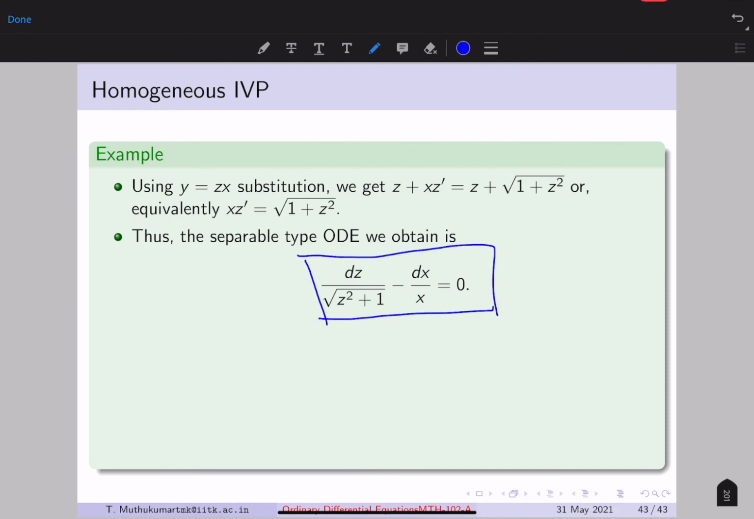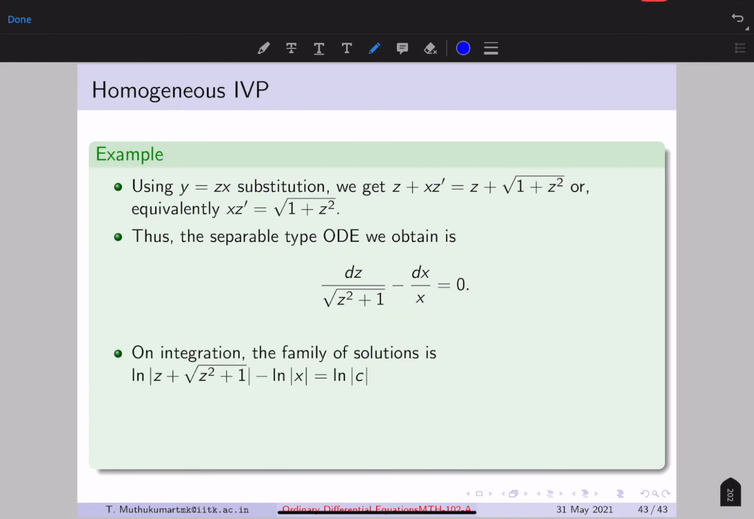Now how do you solve a separable ODE? You just integrate it. If you integrate it, you are going to get log z plus root z square plus 1 minus log x equal to log mod c. Now equivalently, this can be written as z plus root z square plus 1 equal to cx. So this is the one parameter family of solutions that we have obtained.